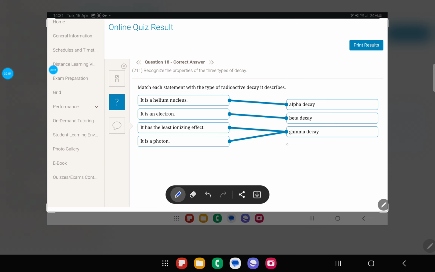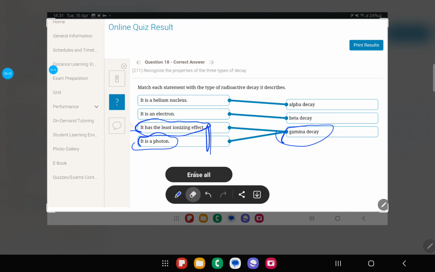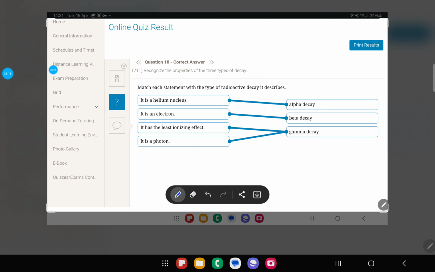Now, for the last two, they're both gamma. It is a photon. Gamma is photon. That's why in the previous question we said that it's the same as gamma radiation. And now for the last one, it has the least ionizing effect. What is ionizing? What is ionization? Think of it like this: the nucleus, made up of protons and neutrons, has electrons orbiting it.